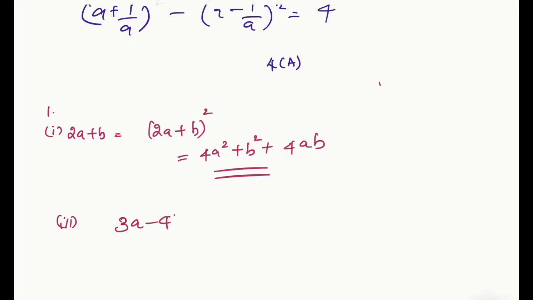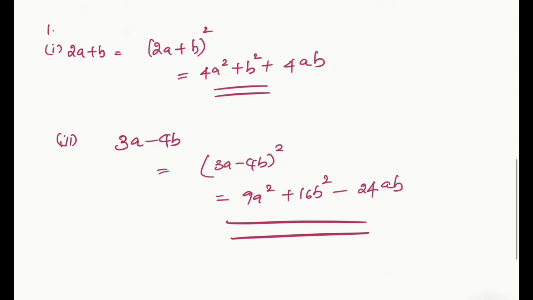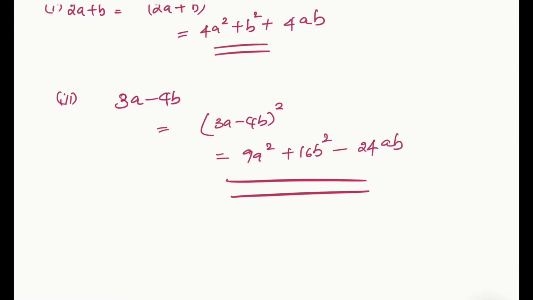3a minus 4b. Okay, in this case how will you do it? (3a minus 4b) the whole square equals 9a square plus 16b square minus 2 4s are 8, 8 3s are 24ab. Okay, you will get it like this. Now let me do the fourth one and show you.